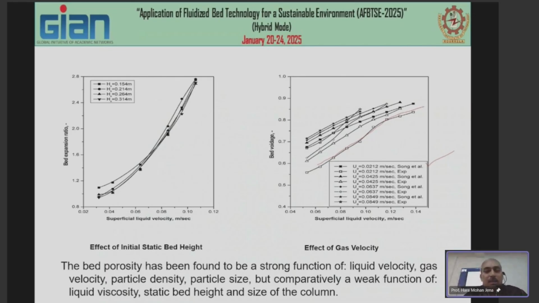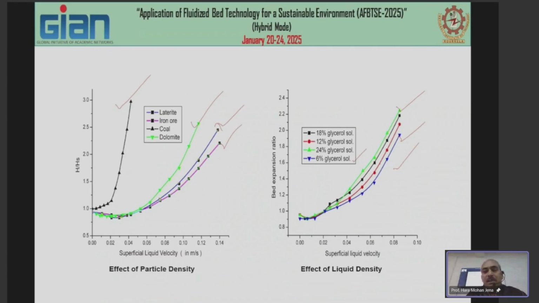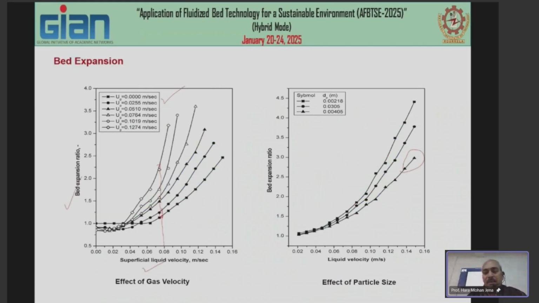Accordingly, the bed voidage also varies. The bed porosity has been found to be a strong function of the liquid velocity, gas velocity, particle density and particle size, but comparatively a weak function of the liquid viscosity, static bed height and size of the column. So a few things are shown here. You see that liquid density has not much effect there. Liquid viscosity also has not much effect.